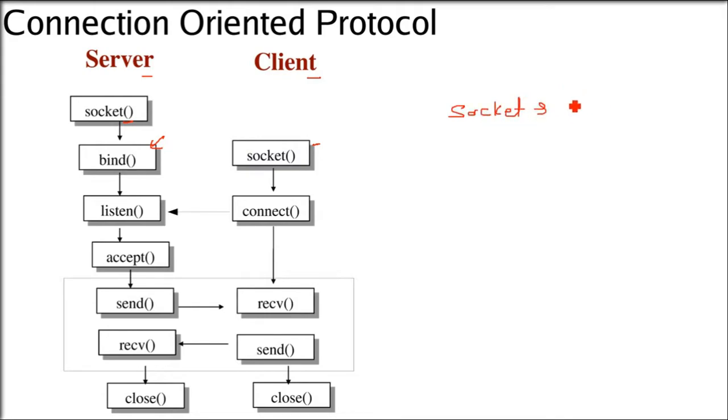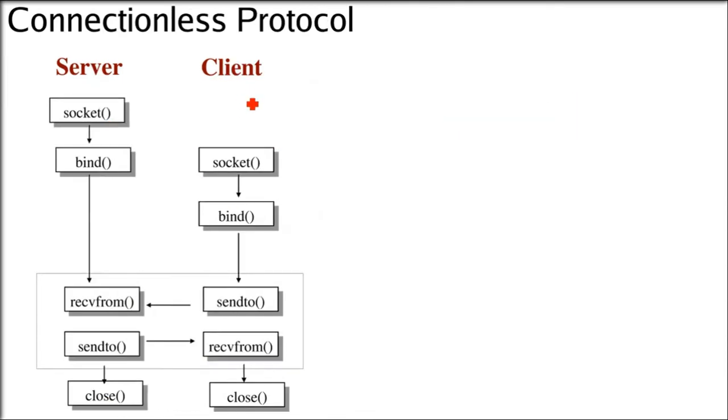Socket is what? Socket, apart from protocol, is an IP address and port number. We'll bind it with the port number, and the client will connect with the server which is listening. Now this server will accept the connection which is coming from the client, and then the send and receive will take place.